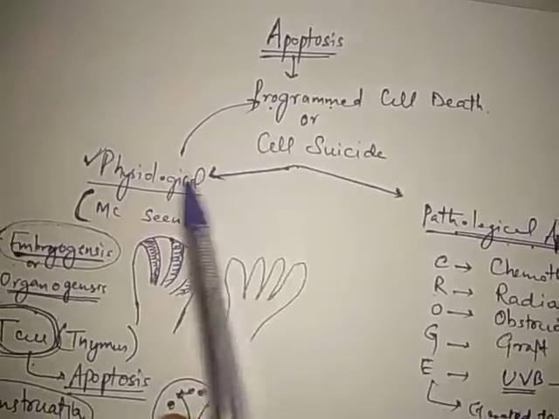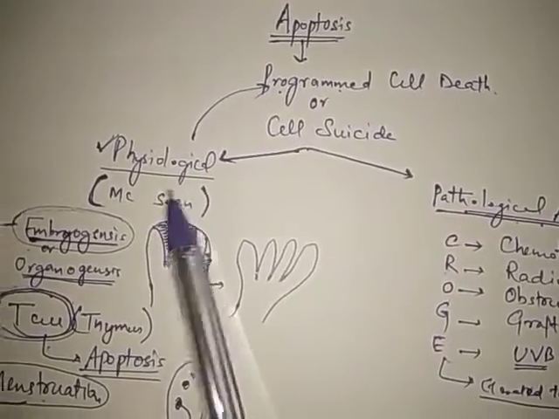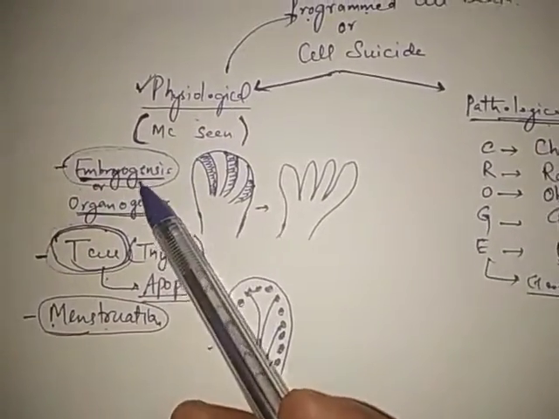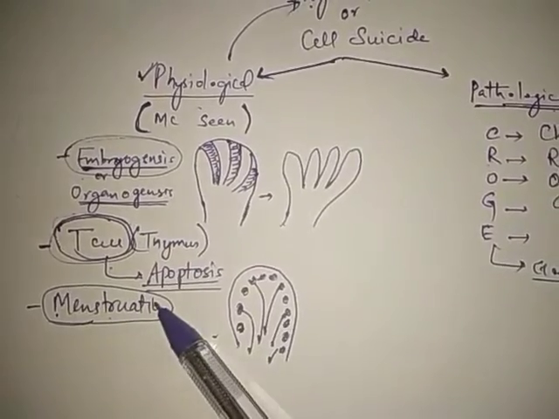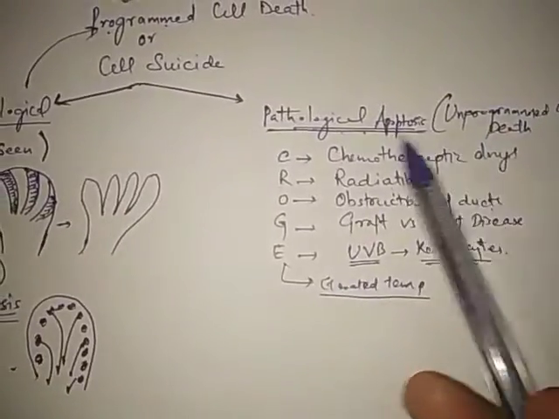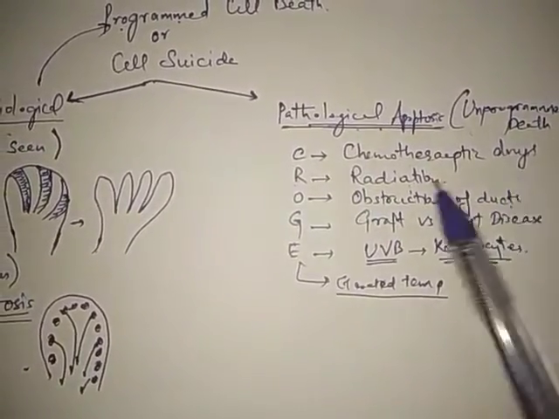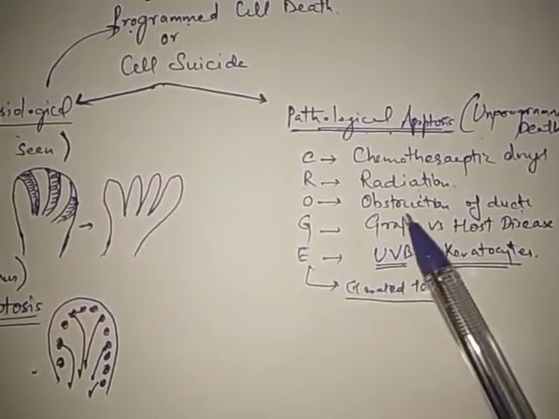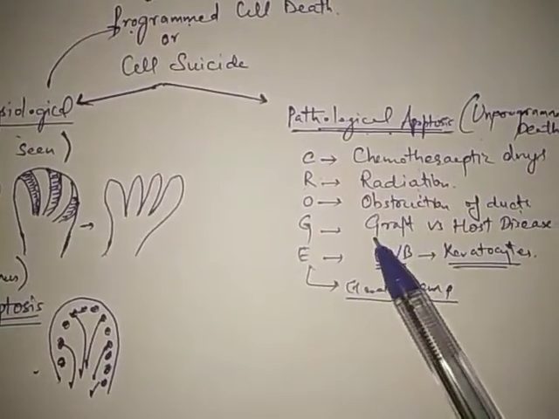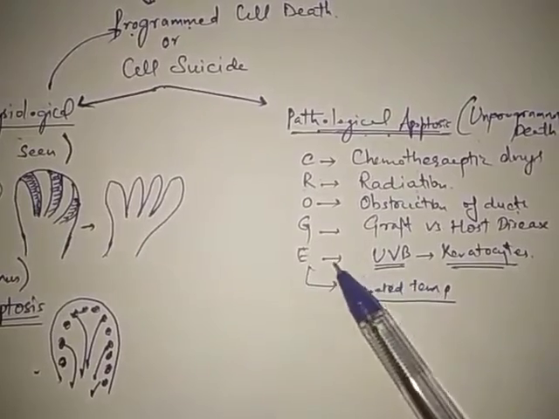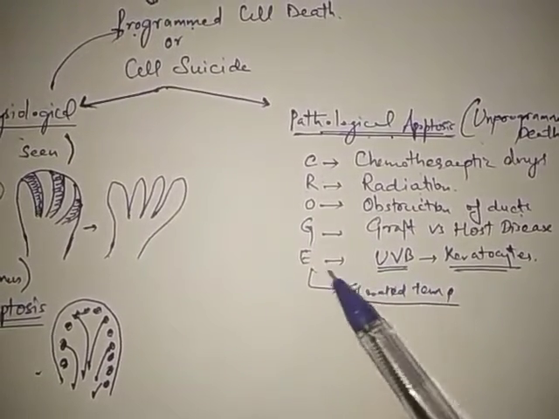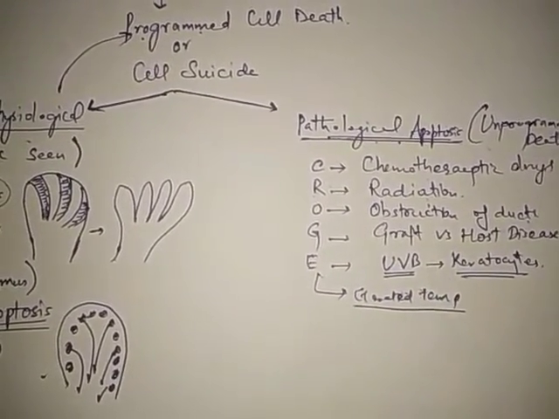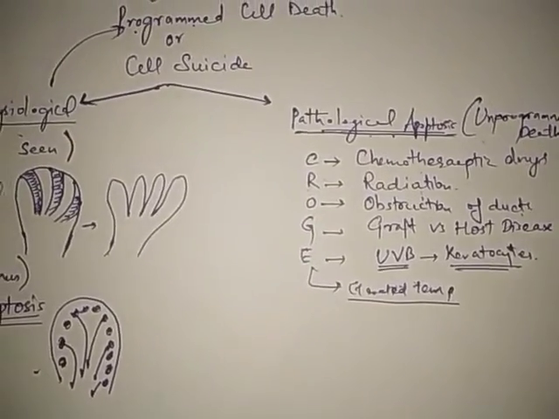The most commonly seen is physiological apoptosis, and it is seen in embryogenesis, T cell maturation, and during menstruation. While pathological apoptosis is seen with the use of chemotherapy drugs, with radiation exposure, with obstruction of the ducts of glands, in graft versus host disease, and with exposure to ultraviolet rays, or sometimes elevated temperature can cause pathological apoptosis.